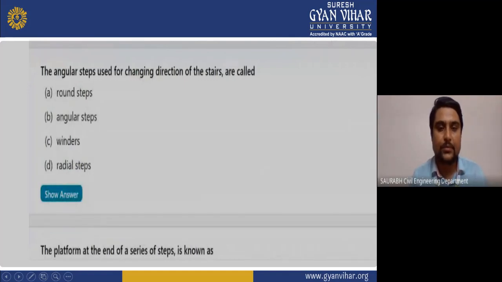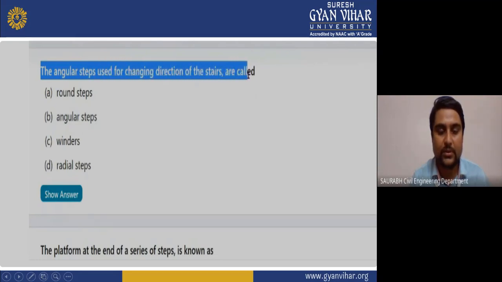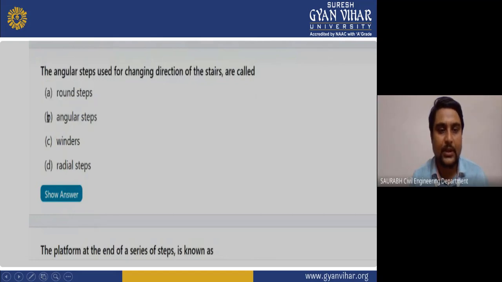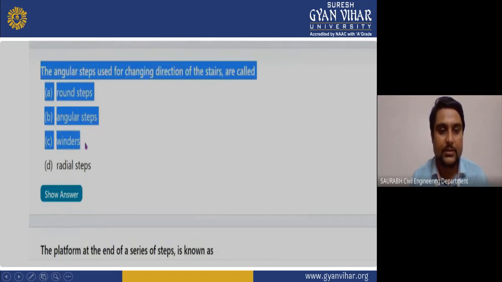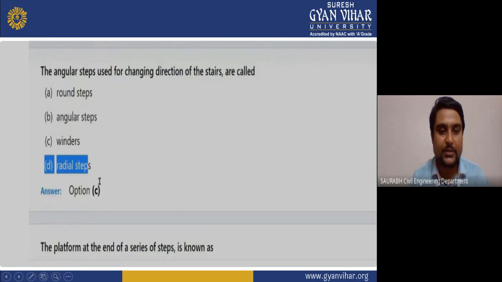Come on the MCQs related to building components or structural components. First question: the angular step used for changing the direction of a stair is called? Options are rounded steps, angular steps, winders, radial steps. The right answer will be C. Winders are generally used as angular steps for changing the direction of stairs.